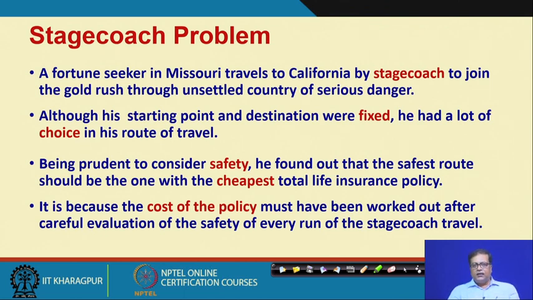Because in those days, as the stagecoaches used to travel through these unsettled countries of serious danger, they used to go for life insurance. And these life insurance companies used to ask for a certain premium depending on what is the risk in that given path, right. And it is possible for a person to find out those life insurance policy premiums. Is it all right?